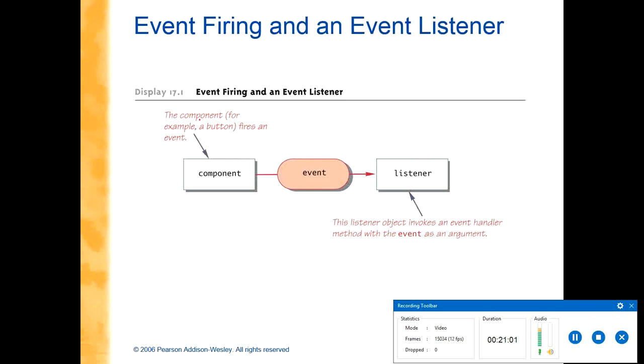So component is, for example, a button. It fires an event. The listener object invokes an event handler. This is nothing but a method that will be invoked. For example, when I click on the submit button, an event is generated. Now what should happen after I click on this button? There must be some method that should be invoked. That is called: the listener object invokes an event handler method with the event as an argument.